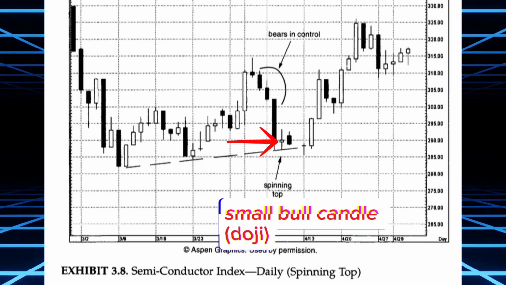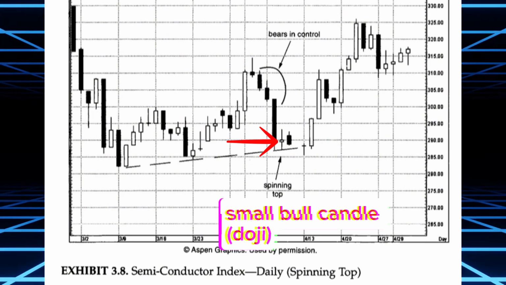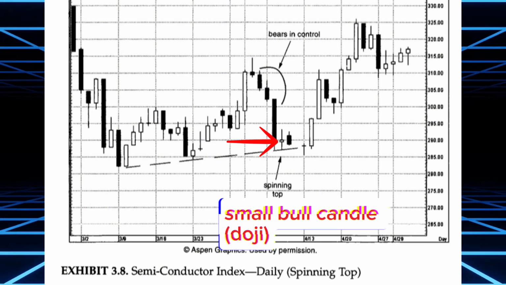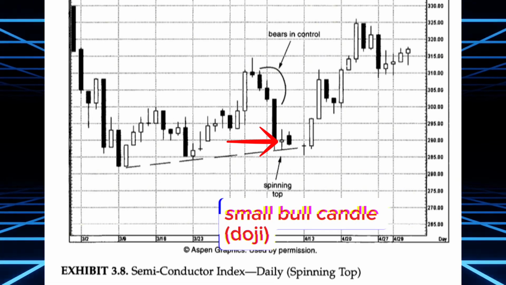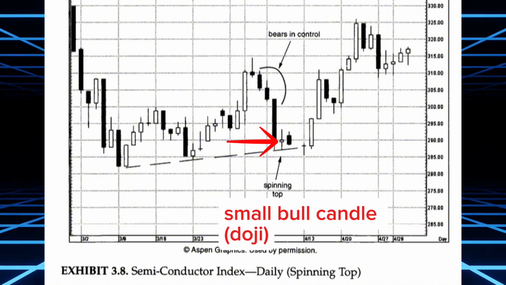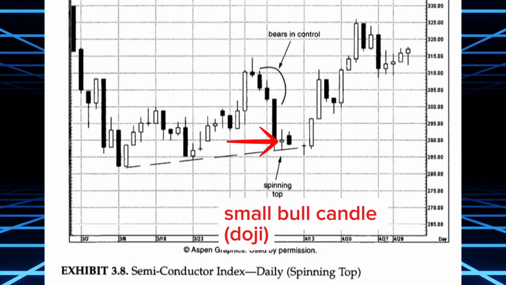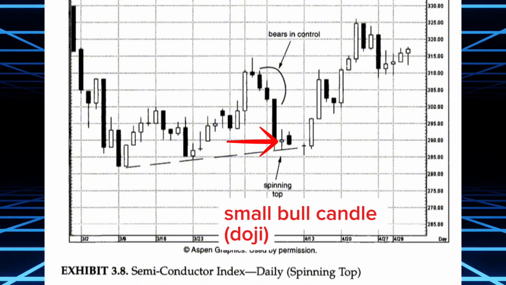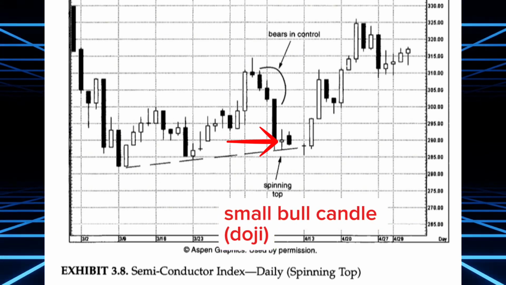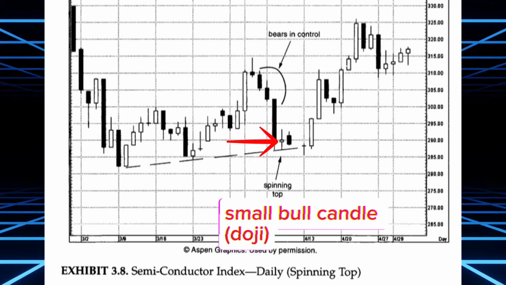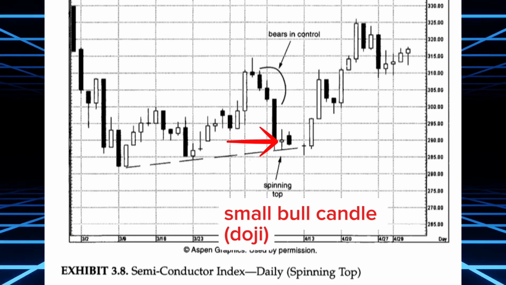Since the small real body was only one session's activity, it should be viewed as a tentative clue. Nonetheless, it was the first sign of a potential reversal. This represents a major advantage of candle charts. They will often let you spot potential market turns as quickly as one session. Let's get into it.